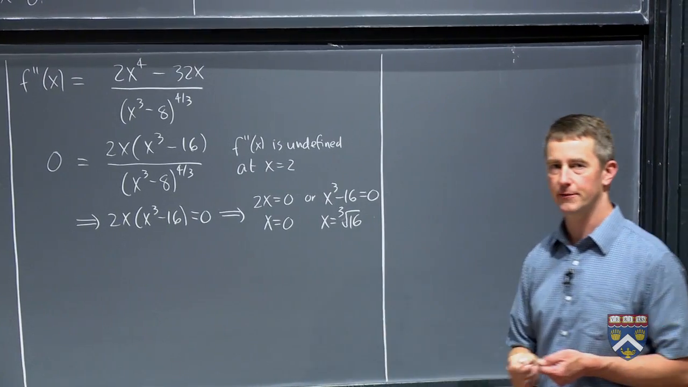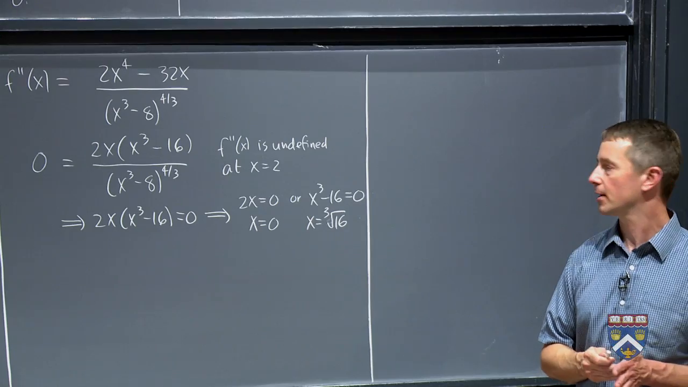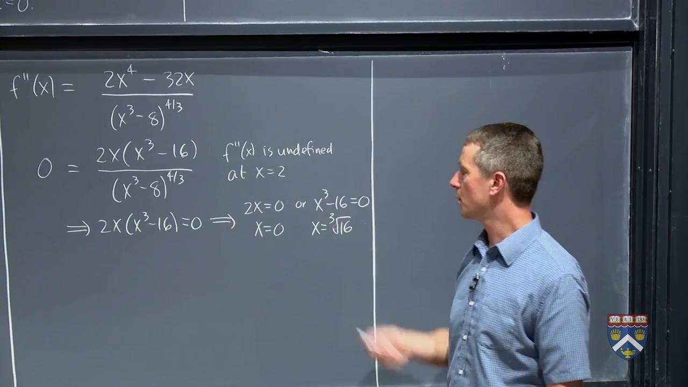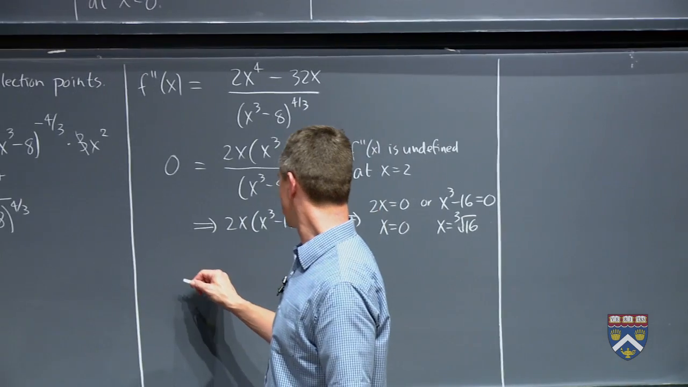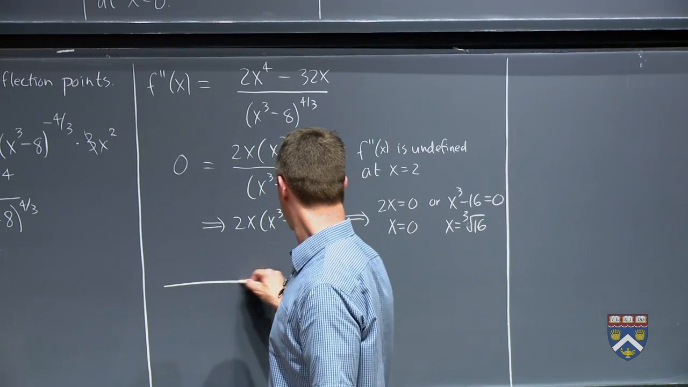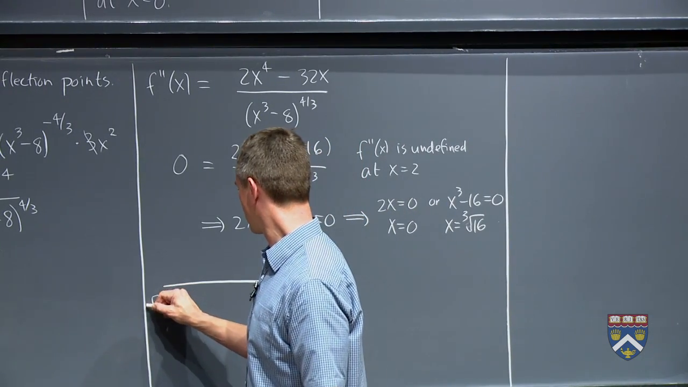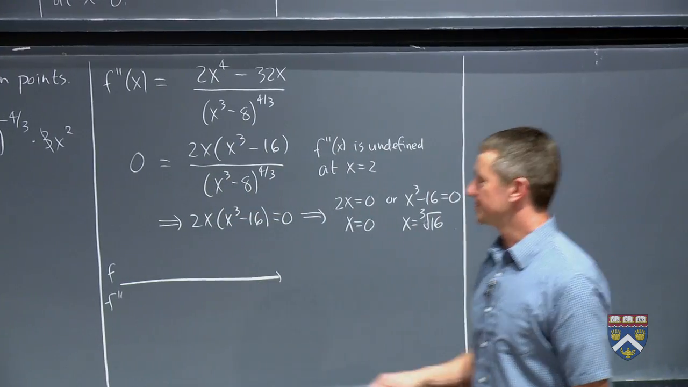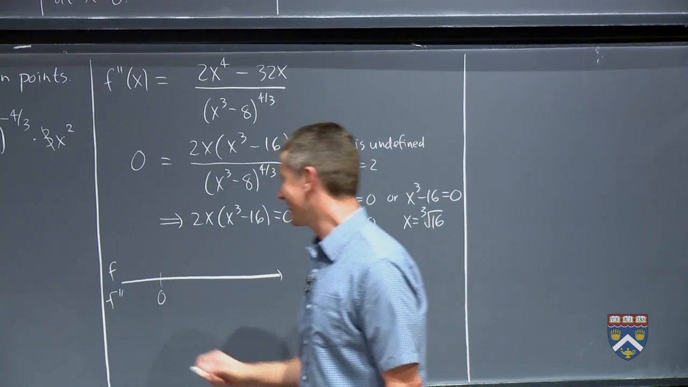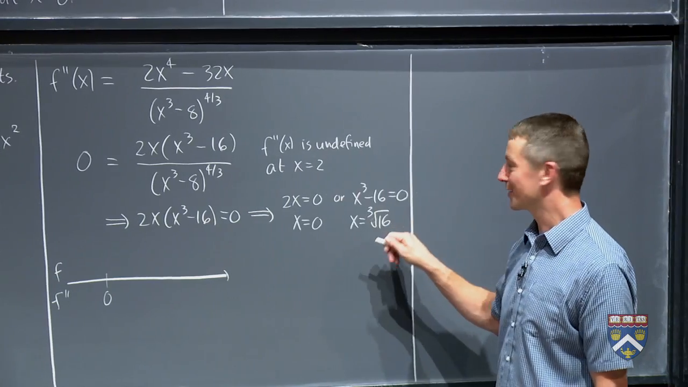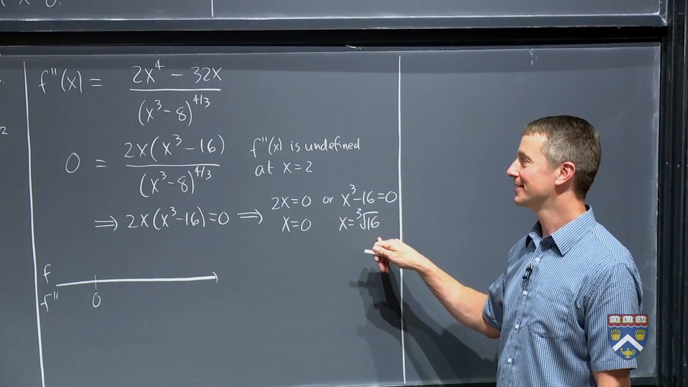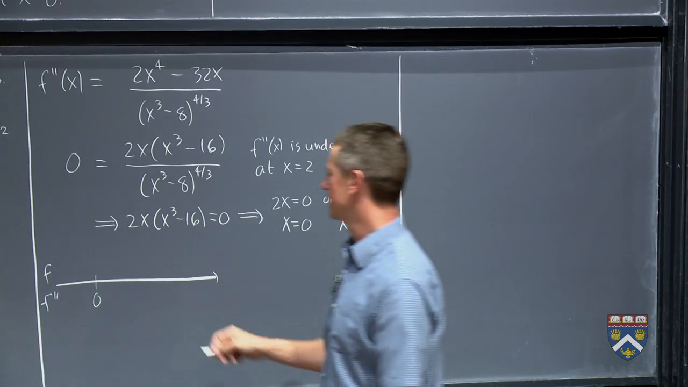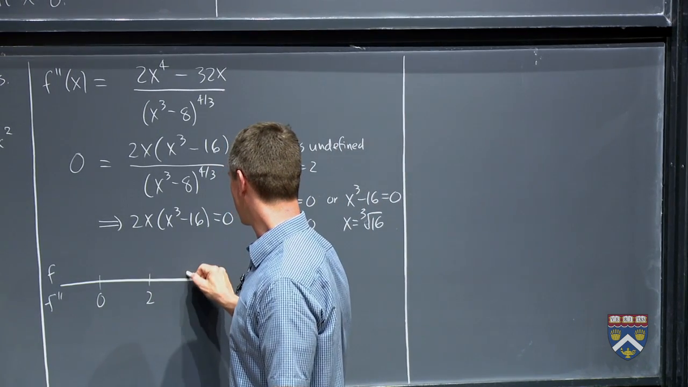So we've got how many different things to put on our number line for f double prime? We've got 3. 2 places where f double prime is 0, 1 where f double prime is undefined. Well, certainly 0 is to the left. And then which comes next? 2 or the cube root of 16? 2 is the cube root of 8, so the cube root of 8 is less than the cube root of 16. So I'm going to put a 2 here and a cube root of 16 here.